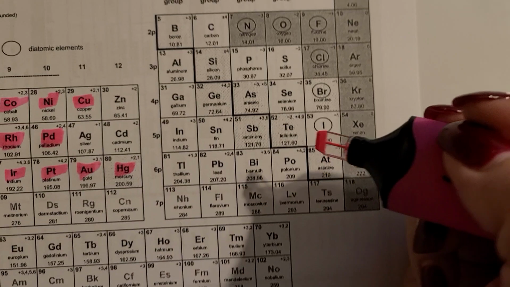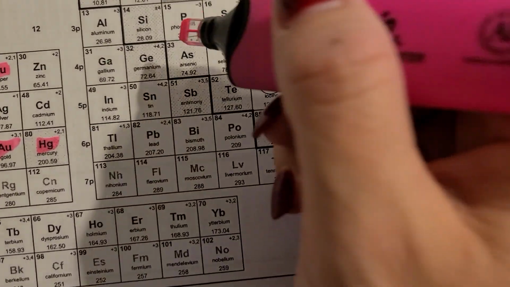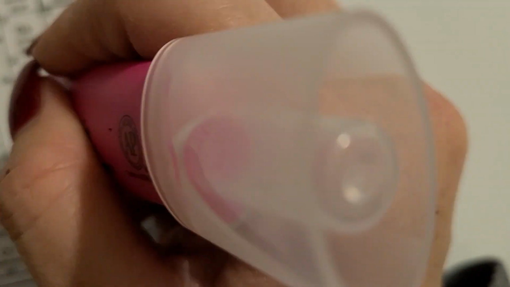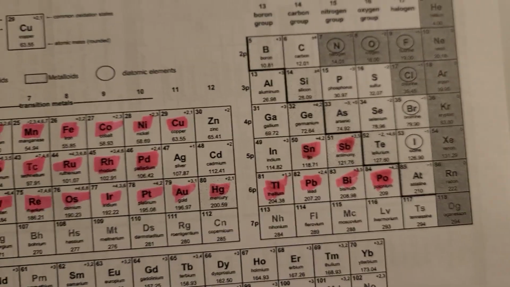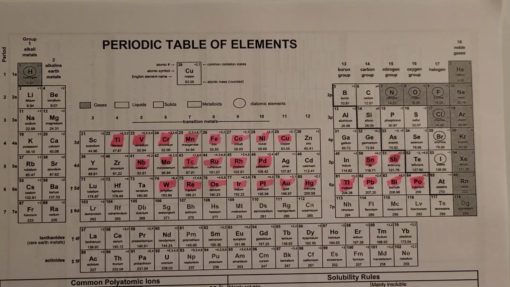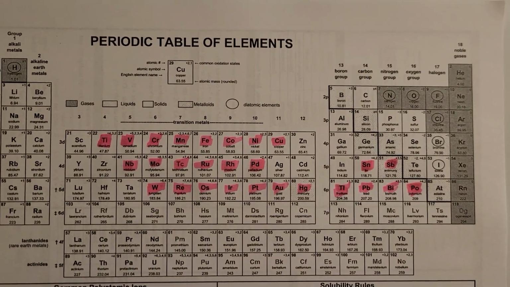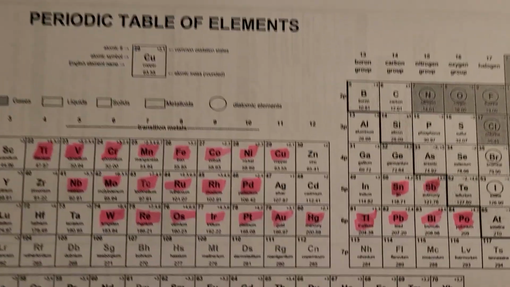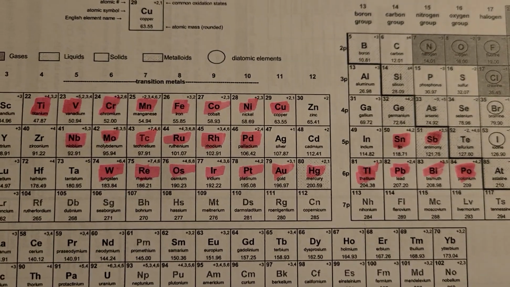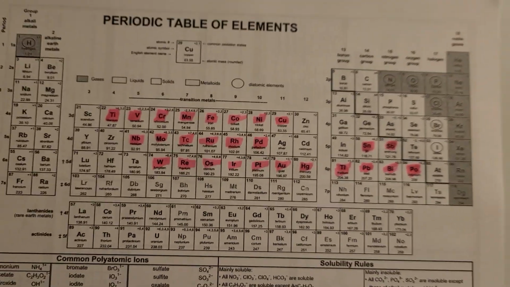Then there are some elements underneath the staircase that are considered transition metals. So tin, antimony, thallium, lead, bismuth, polonium. So those are really the only ones that you're going to need to worry about. If you have a periodic table and you want to highlight the ones that need Roman numerals, you can do that. Or you can just use the periodic table that's online. That's fine. Or the naming cheat sheet that I gave you as well. So these are the only ones that are going to need Roman numerals.